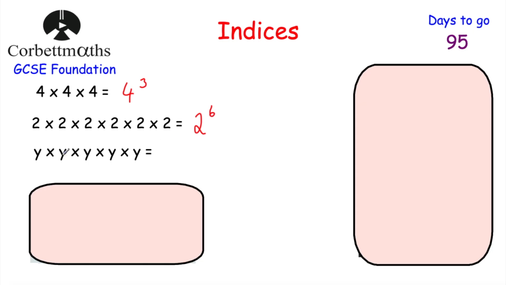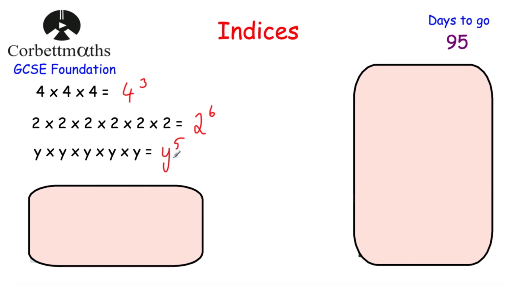If we had y times y times y times y times y, we've got 1, 2, 3, 4, 5 y's, so that would be y to the power of 5. That means we've got 5 y's multiplied together. And that's it. That's how you write things in index form.